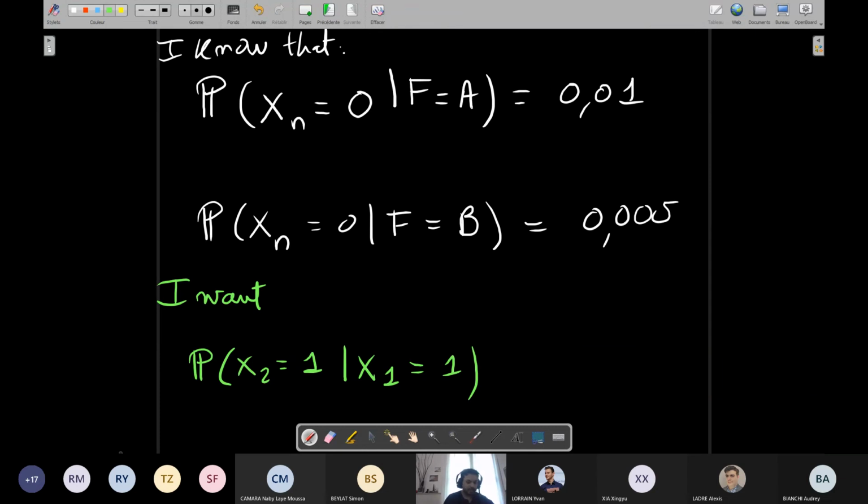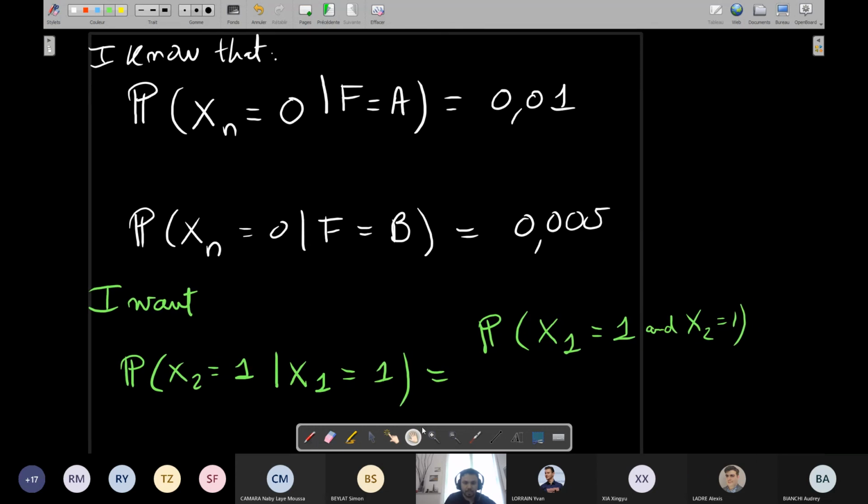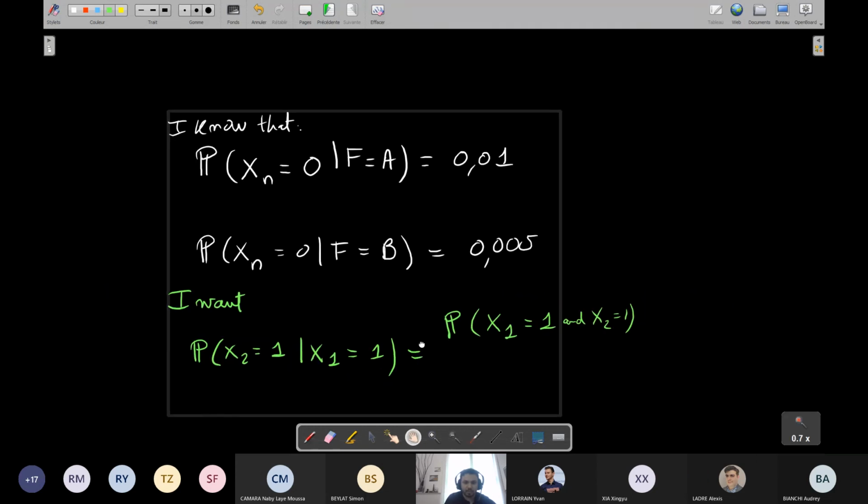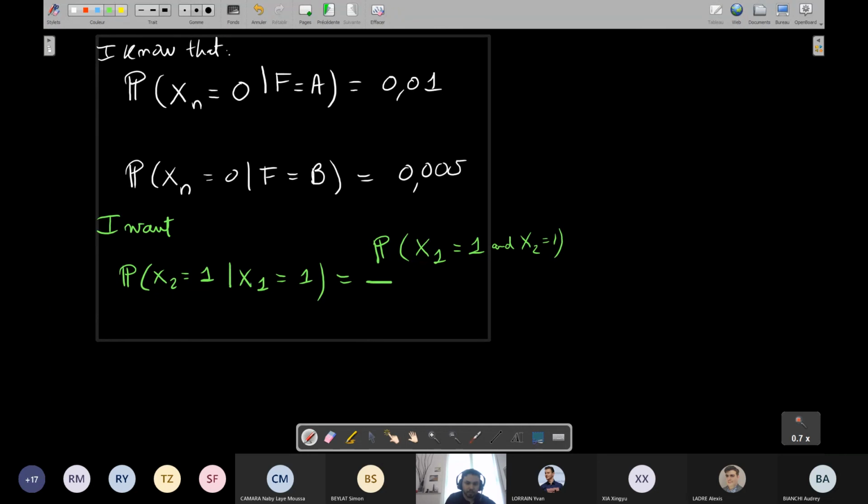And this is by the Bayes formula, the probability of x1 working and x2 working, x1 is equal to 1 and x2 is equal to 1, divided by the probability of x1 equals 1. Okay, this is just Bayes rule.